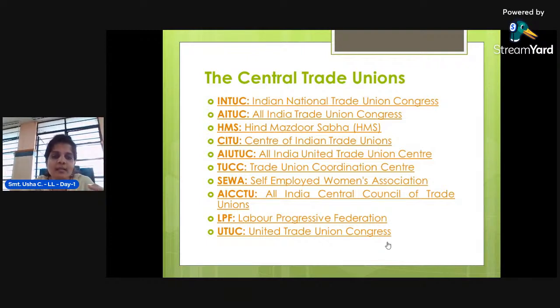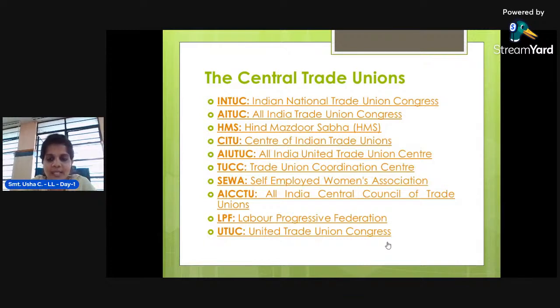Like this, there are various others: the Centre of Indian Trade Unions, All India United Trade Union Centre, Trade Union Coordination Centre, Self-Employed Women's Association to protect women from exploitation in society, All India Central Council of Trade Unions, Labour Progressive Federation, and United Trade Union Congress. If any trade union seeks their support, the majority of trade unions will be present and support any good cause, and they will also protest along with the other trade unions.